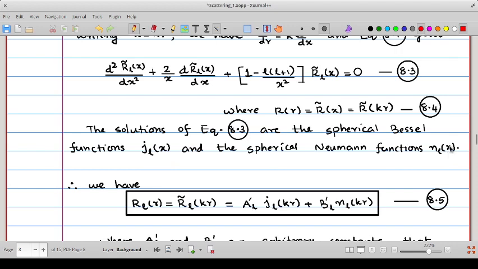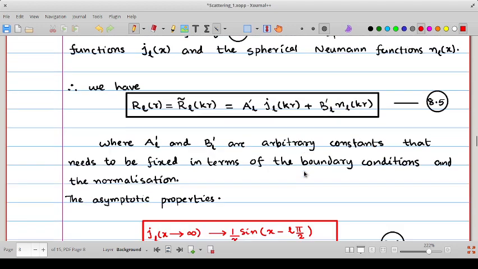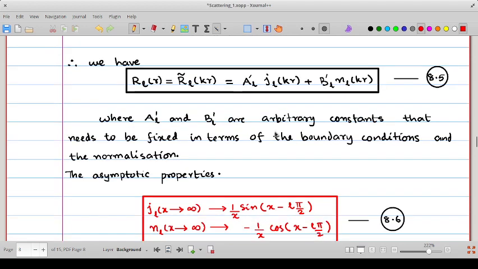Now representing x in terms of r, we have R_l(r) equal to R̃_l(kr), which is a linear combination of the spherical Bessel function j_l(kr) with a coefficient a'_l, plus the Neumann function n_l(kr) with a coefficient b'_l. Now these coefficients need to be fixed by using boundary conditions and normalization.